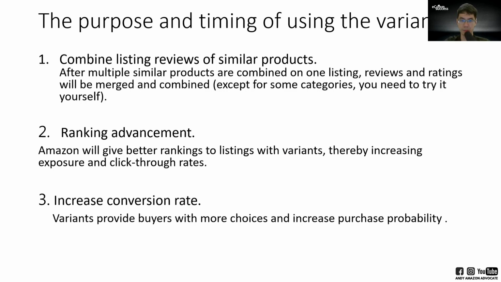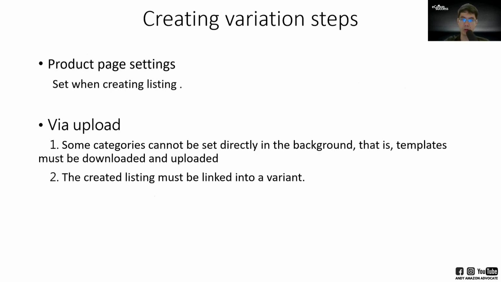All right. So how do you create variation? There are actually 2 ways. The first one is the product page setting. That means we edit the product page. When you go and edit your product page, there's a tab where you can set your variance. So this is set when you are creating the listing.